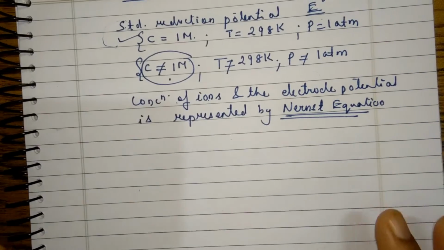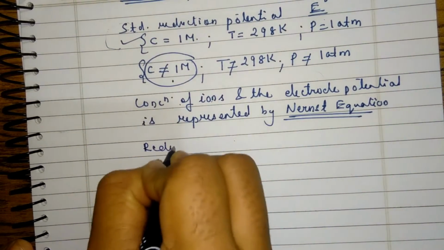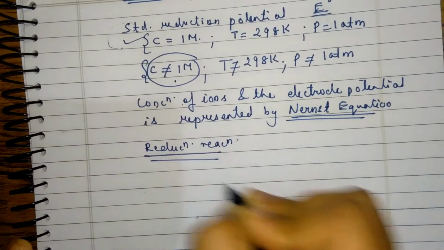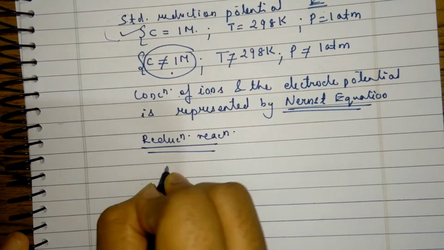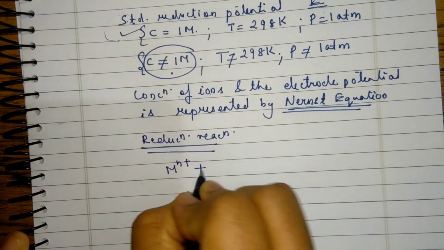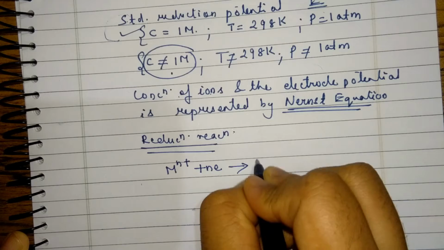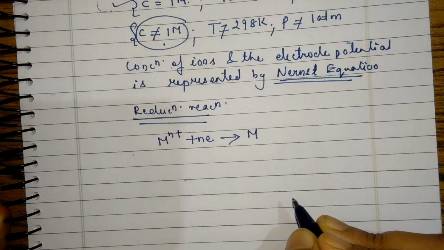Let us see a general electrode reaction. In this case, we are considering a general electrode reaction, and it is a reduction reaction. Since it is a reduction reaction, we are representing it as a metal ion M^n+ getting reduced to the metal M.